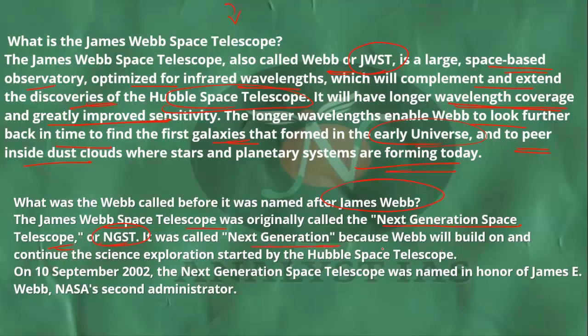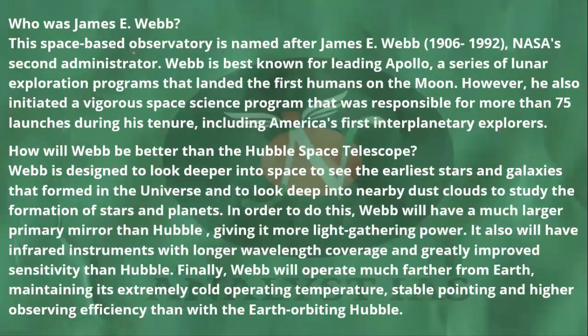It was called Next Generation because Webb will build on and continue the science exploration started by the Hubble Space Telescope. On September 10, 2002, the Next Generation Space Telescope was named in the honor of James E. Webb, NASA's second administrator, and now it's been called as James Webb Space Telescope, right? Fine. So who was James E. Webb? Let's talk more about him.